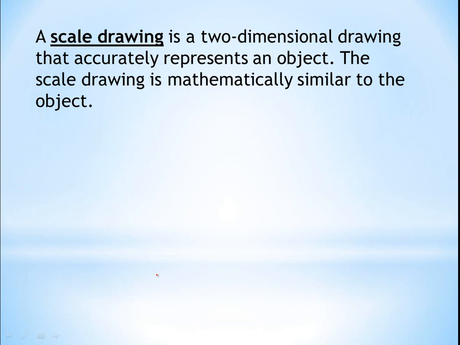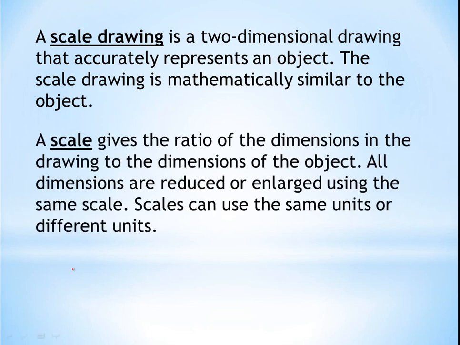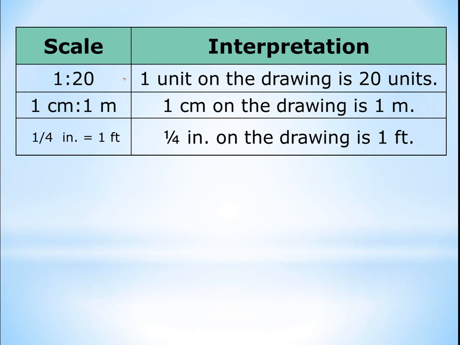Okay, so a scale drawing is very similar to a dilation. It's when you have a map or a floor plan when you say 1 inch represents 30 miles. Here are some examples of some scale factors. If it's written like this, that means 1 unit on the drawing is equal to 20 units in real life, or the actual. If it's written like this, that means for every 1 centimeter, it's equal to 1 meter. And this is 1/4 of an inch equals 1 foot. It's just like setting up proportions.